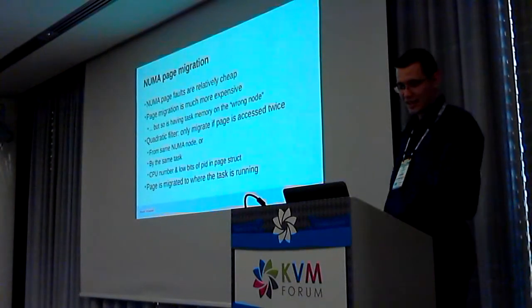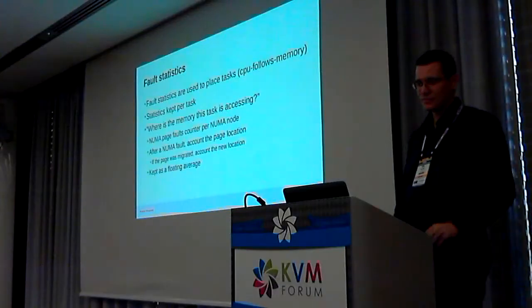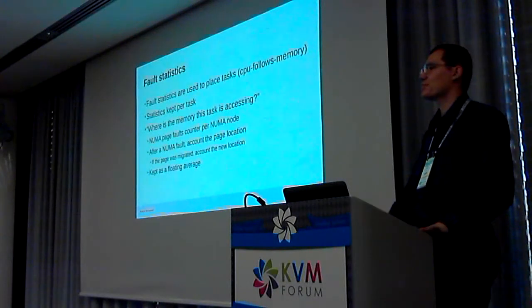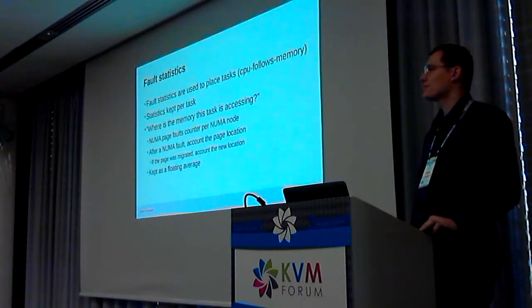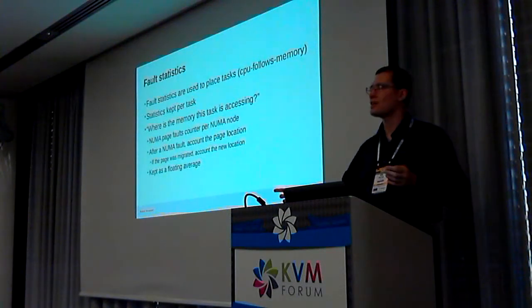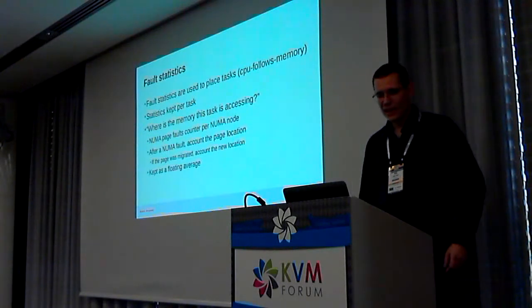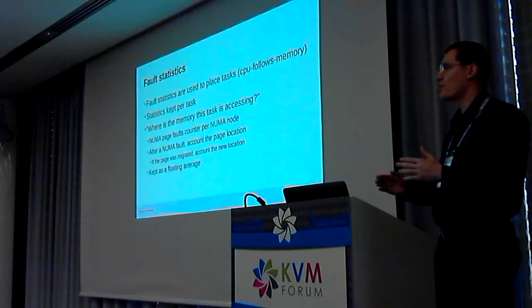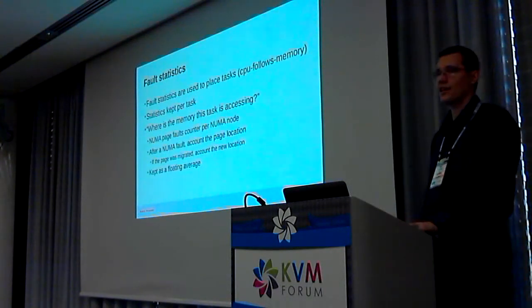So the second element is figuring out where each task's memory is. To do that, we keep a set of statistics per task. And every time we get a NUMA page fault, we will simply increment the counter. This task had a page fault on node 0. If the memory was on node 2, this page accessed memory on node 2. And we keep that as a floating average. So over time, we have a pretty good idea where the memory is that the different tasks are using.